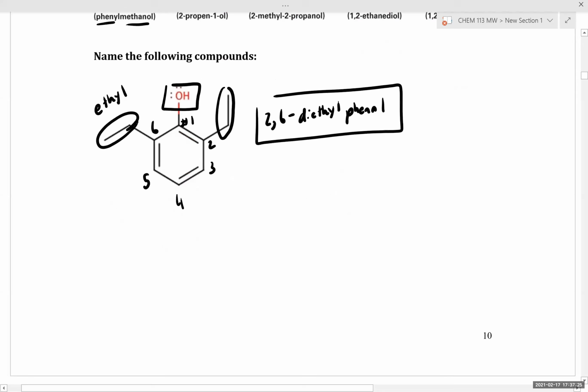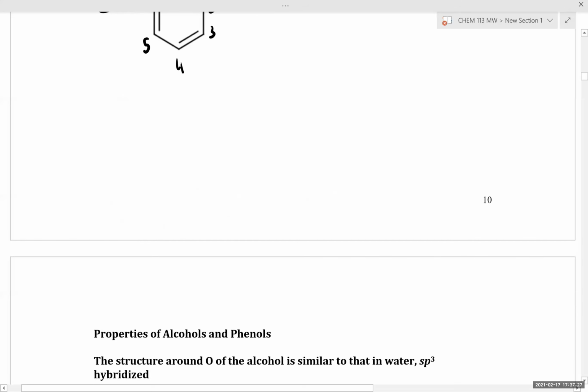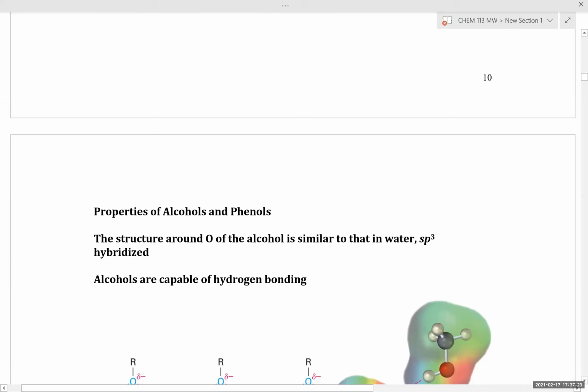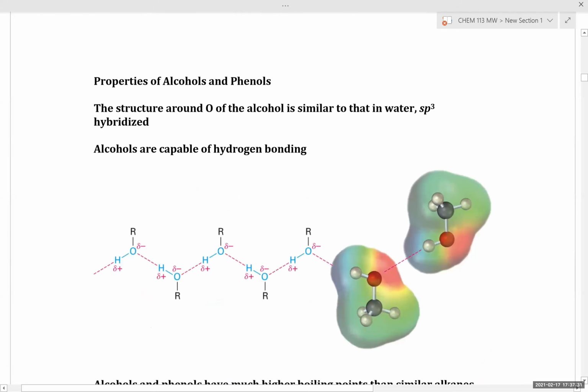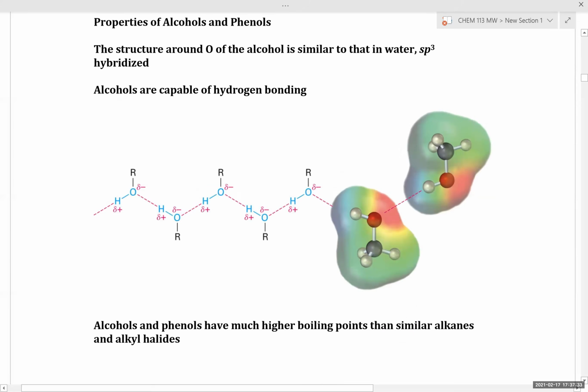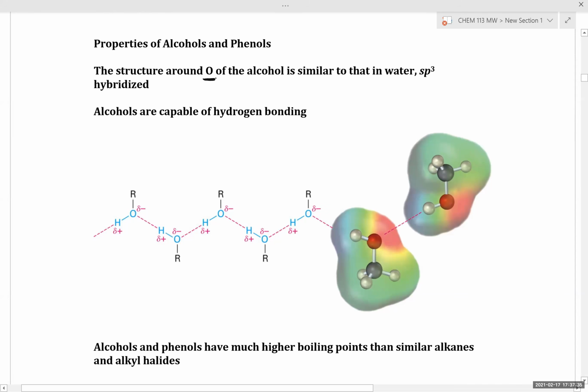Okay, so let's keep going now. And let's talk about properties of alcohols and phenols. So the central oxygen of your alcohol is similar to that of water. It's an sp3 hybridized oxygen atom. And just like water, alcohols are more than capable of hydrogen bonding. So any generic alcohol, we have a hydrogen donor and a hydrogen acceptor.